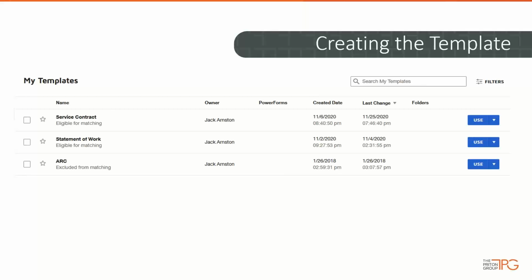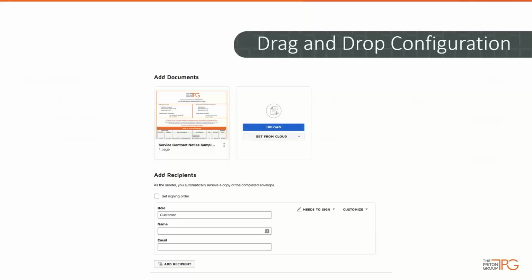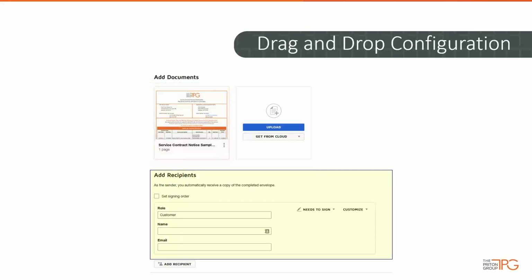Create a variety of templates for different types of documents that need to be signed. In this particular case, we're just going to be looking at our service contract. So in the configuration, DocuSign allows us to simply drag and drop a PDF of the contract that needs to be signed. And then we simply configure the recipients for who needs to sign the contract. In this case, we simply have one recipient, which is the customer.